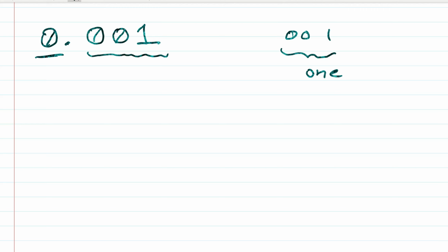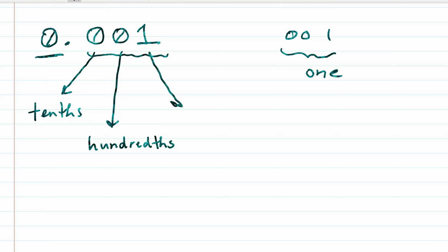All right, so let's look at the place values. The first 0 is in the tenths place, right? Because when you go with place values from the right of the decimal point, it doesn't ever start with ones like the normal ones for whole numbers, right? Decimal place values start with tenths, and then we go to hundredths, and then we go to thousandths. Tenths, hundredths, thousandths.